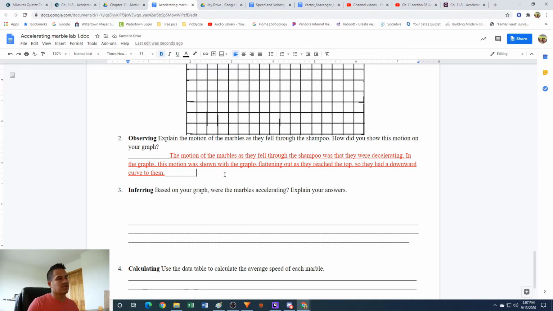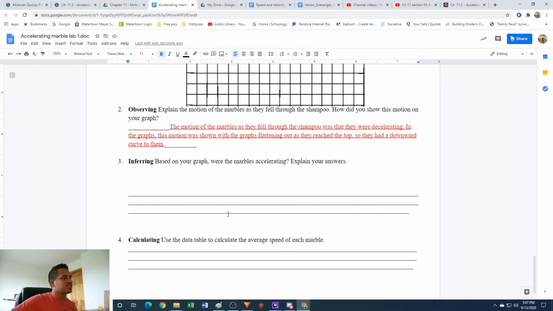Okay, so again, our graphs kind of went up and then they kind of curved down like that, or they flattened out, which shows that the marbles are slowing down. Number 3, based on your graph, were the marbles accelerating? Explain your answers. Yeah, they were.